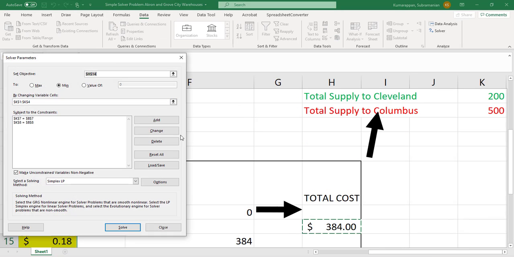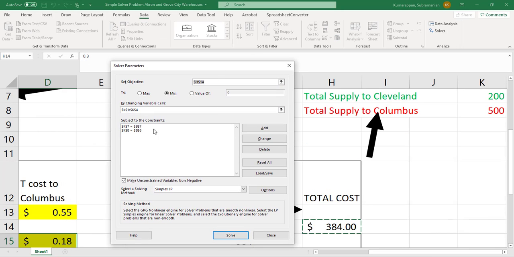When you code these constraints and variable cells and objective functions, you need to make sure that you don't maximize it. If you maximize, then you will end up maximizing the cost. We don't want that. We want to minimize by changing the supply from your distribution centers in Akron and Grove City to Cleveland and Columbus.